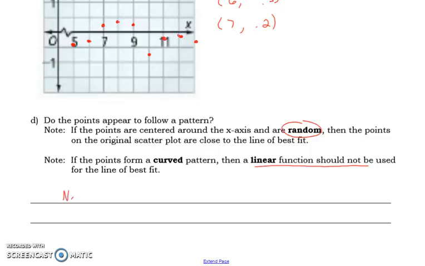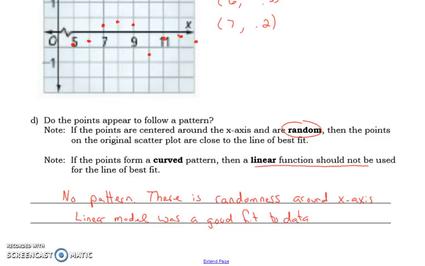So is there a pattern? There's no pattern. There is randomness around the x-axis, meaning that the linear model or the linear equation was a good fit to the data in the initial scatter plot. In other words, the line of best fit fits those data points very, very closely. So now we're going to take a look at some examples of some other residual graphs.